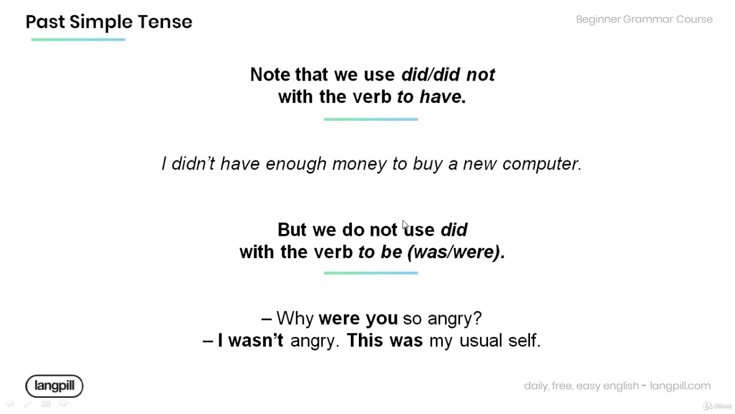But we do not use did with the verb to be, was, or were. Rather, we use it as follows.